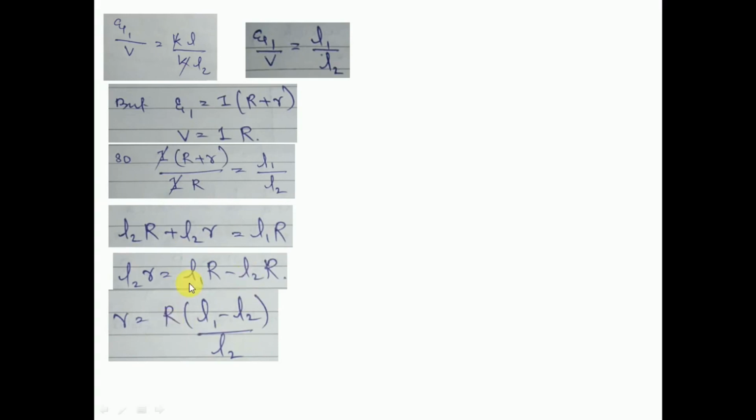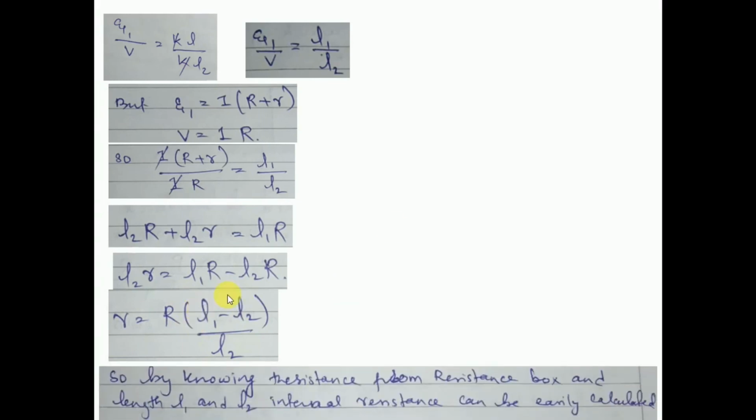So all the variables on this side can be measured, because the resistance is from the resistance box, and length L1 and length L2 can easily be measured from the potentiometer. So just by knowing these factors, we can easily calculate the internal resistance. So this is how we calculate the internal resistance using a potentiometer.